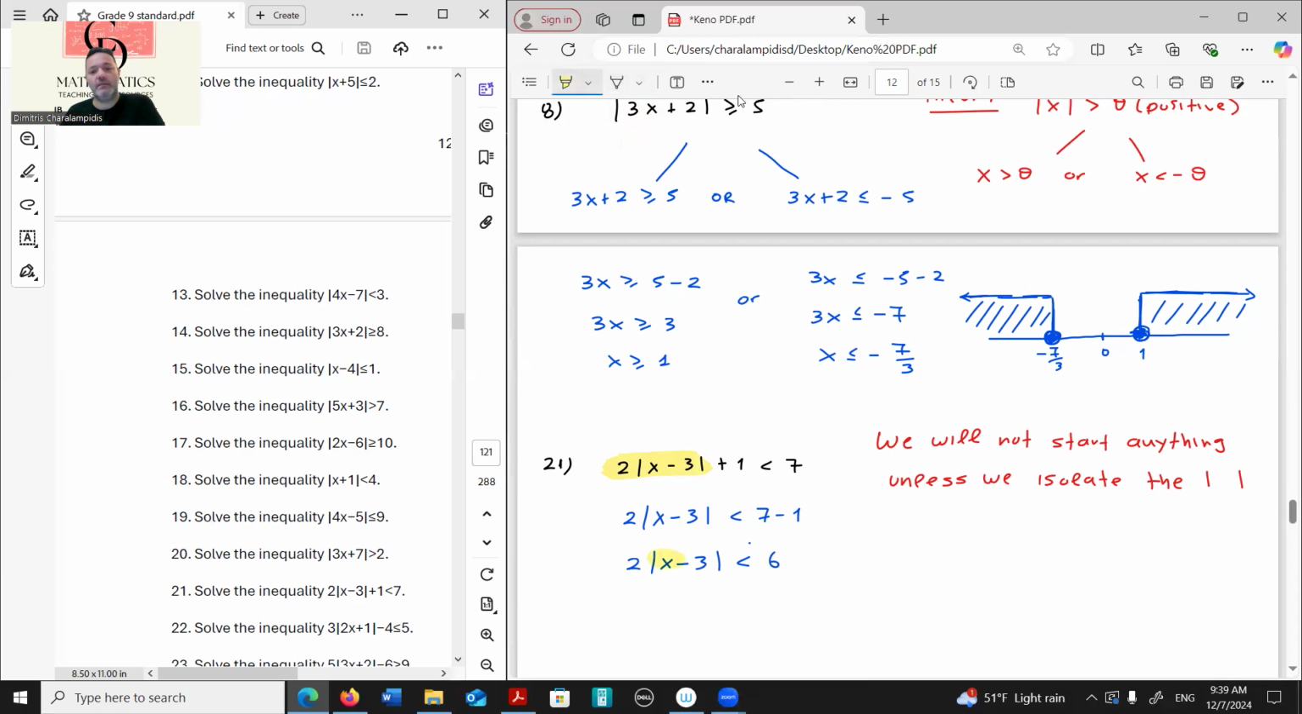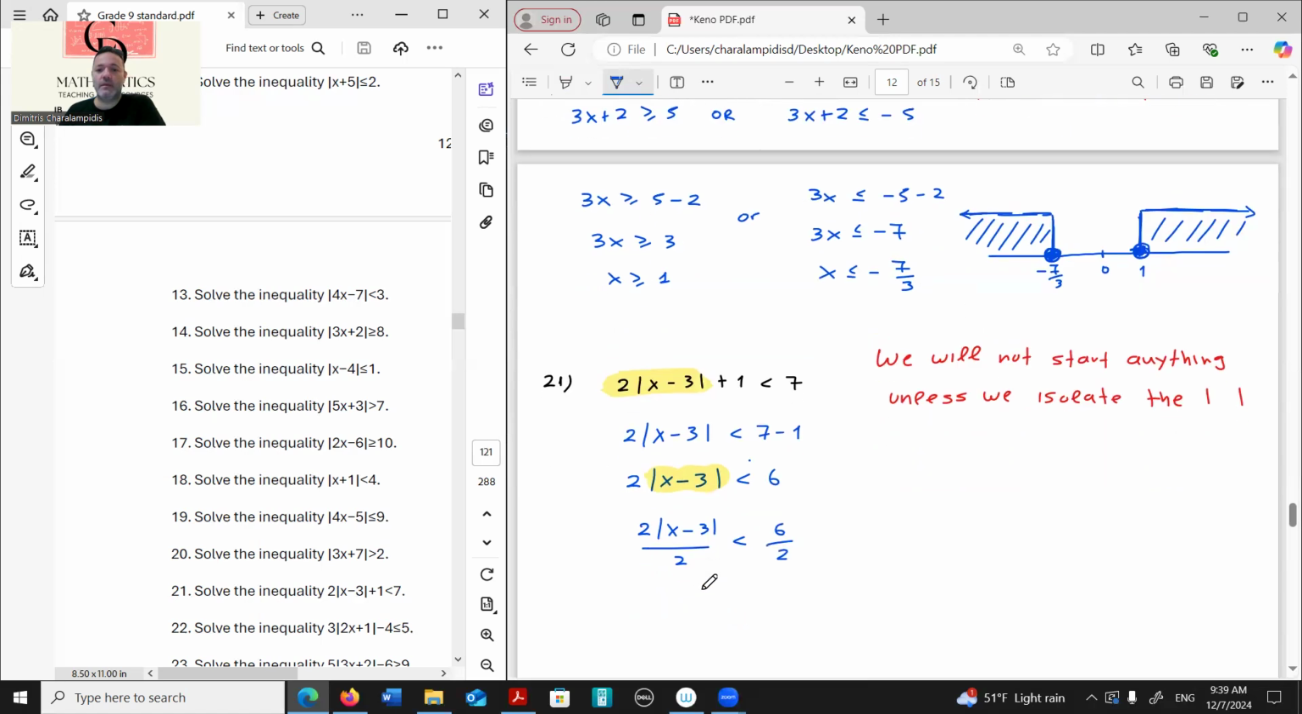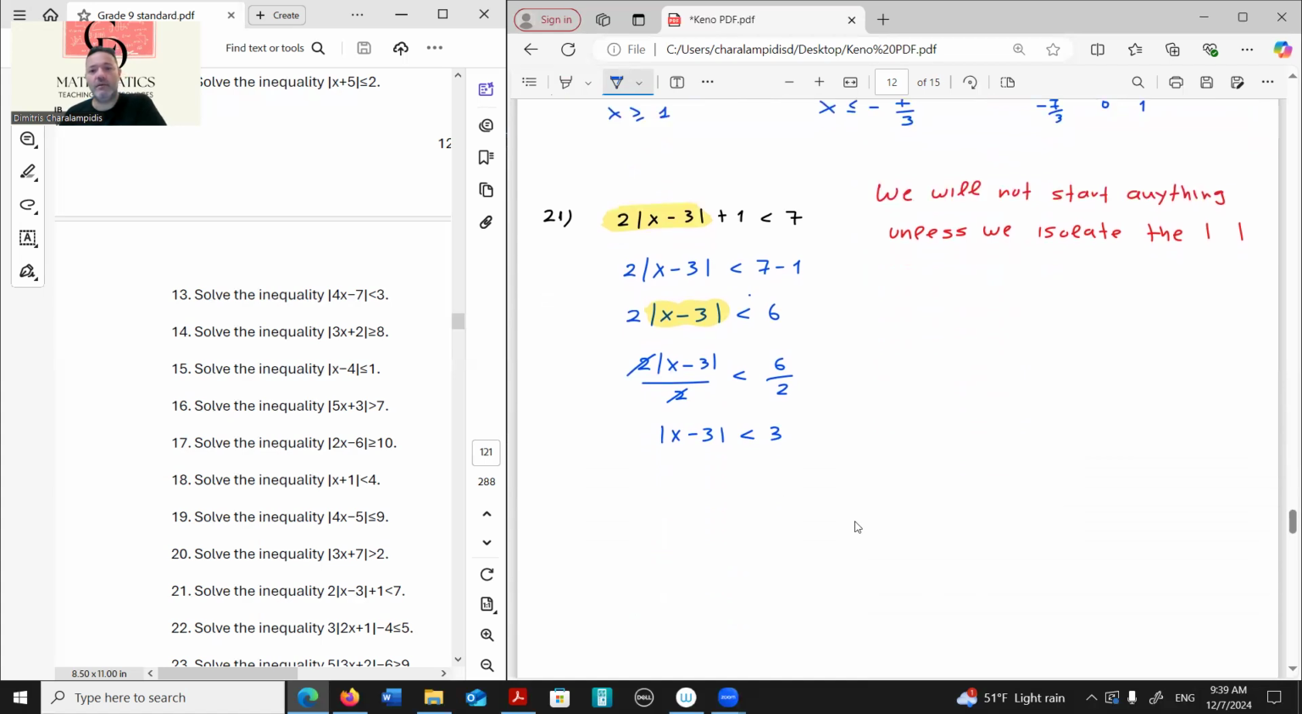Then I need to isolate that. So 2x minus 3 over 2 less than 6 over 2, which means that if these are cancelled out, x minus 3 smaller than 3. Now I'm ready to apply the previous knowledge, which means that now I should split it: x minus 3 smaller than 3 and x minus 3 greater than negative 3.